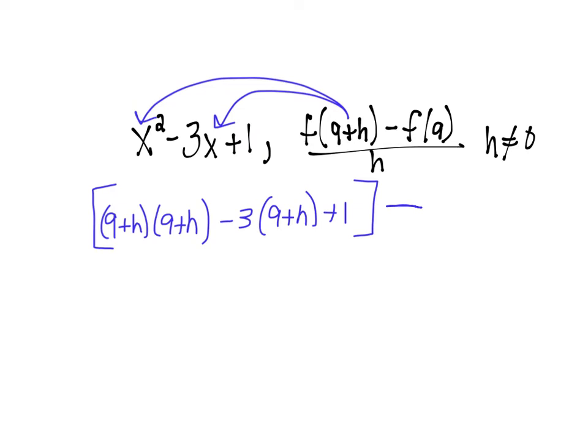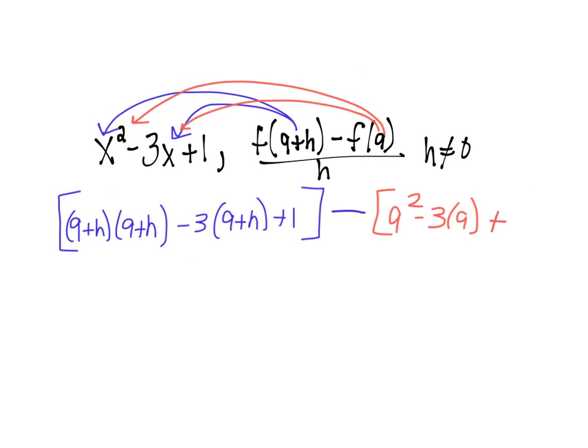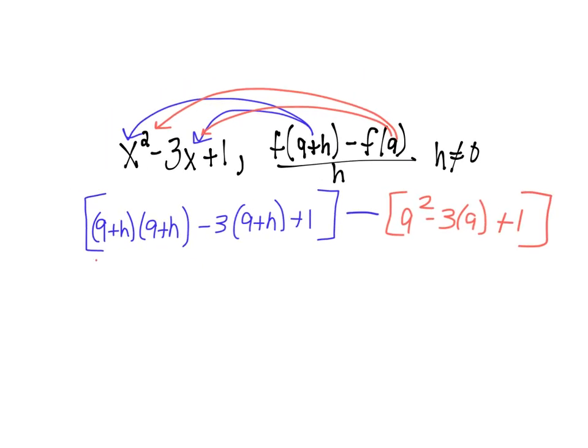Now I'm going to do the exact same thing, but instead of the 9 plus h, I'm just going to substitute in a number. So again, here's another big bracket. I have 9 squared minus 3 times 9 plus 1. All of this is over h. You don't have to rewrite the h every time. Just make sure you have it at the end. Does anybody have any questions about what I just did there?